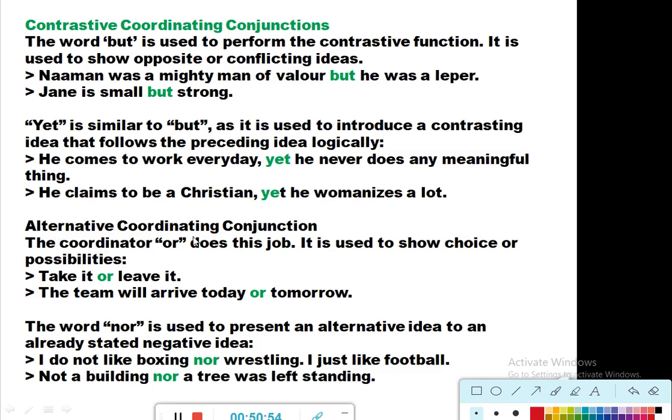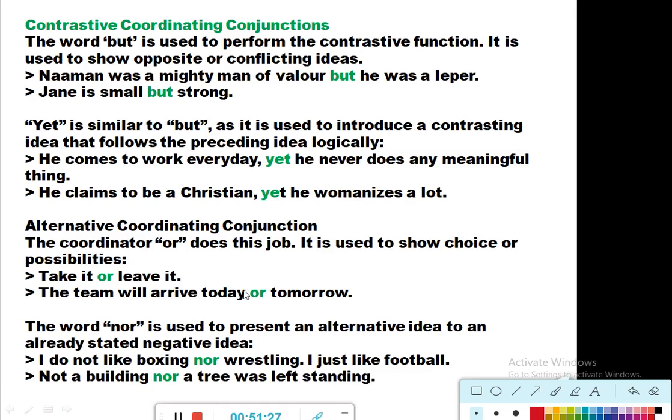Then we have alternative coordinating conjunction. The coordinator or does this job. It is used to show choice or possibilities. Take it or leave it. So we can see a choice between taking it and leaving it. And this choice is provided by the conjunction or. The team will arrive today or tomorrow. So again, we find or providing alternative.